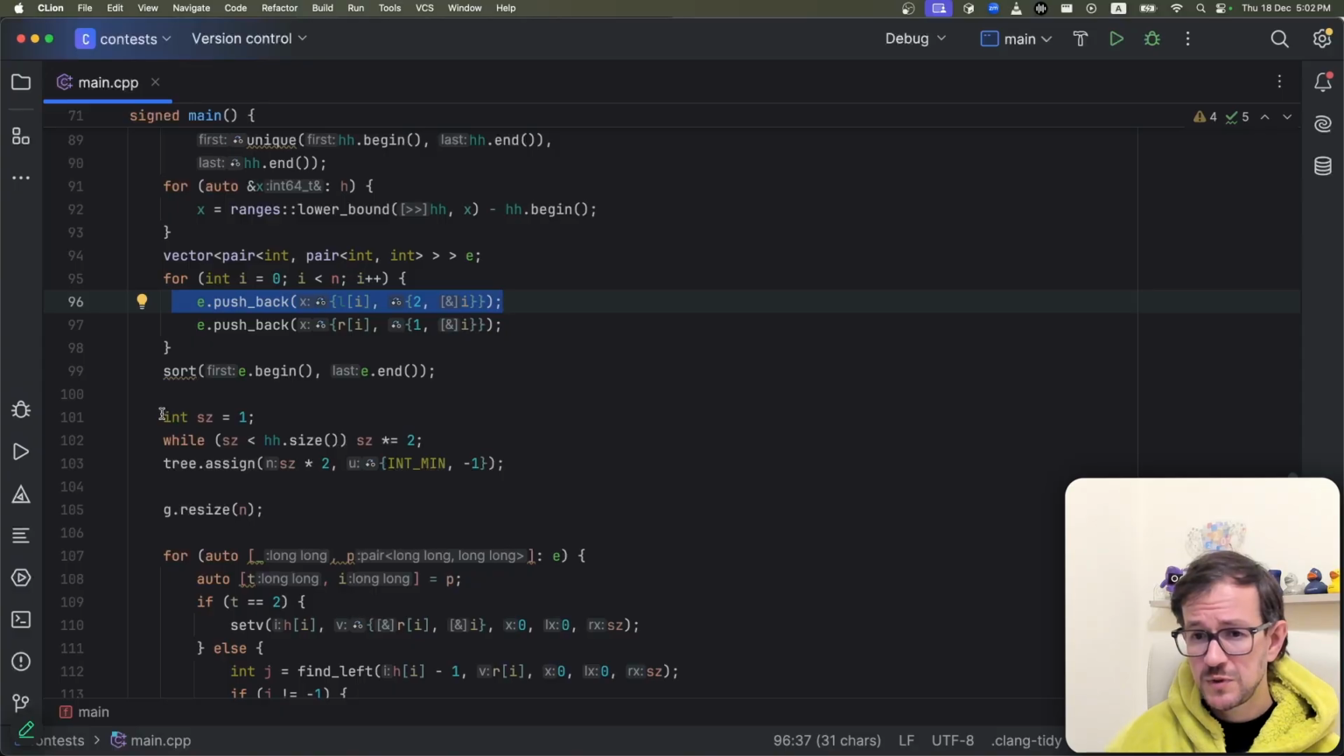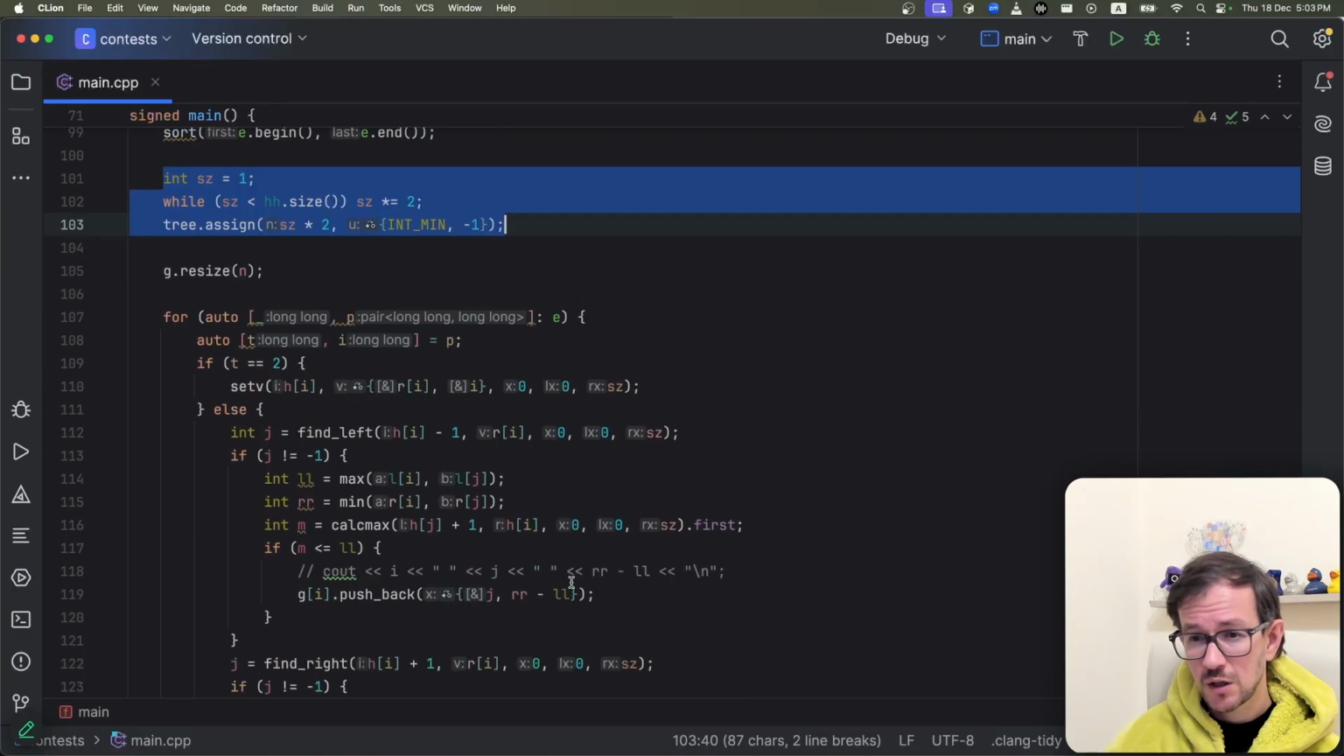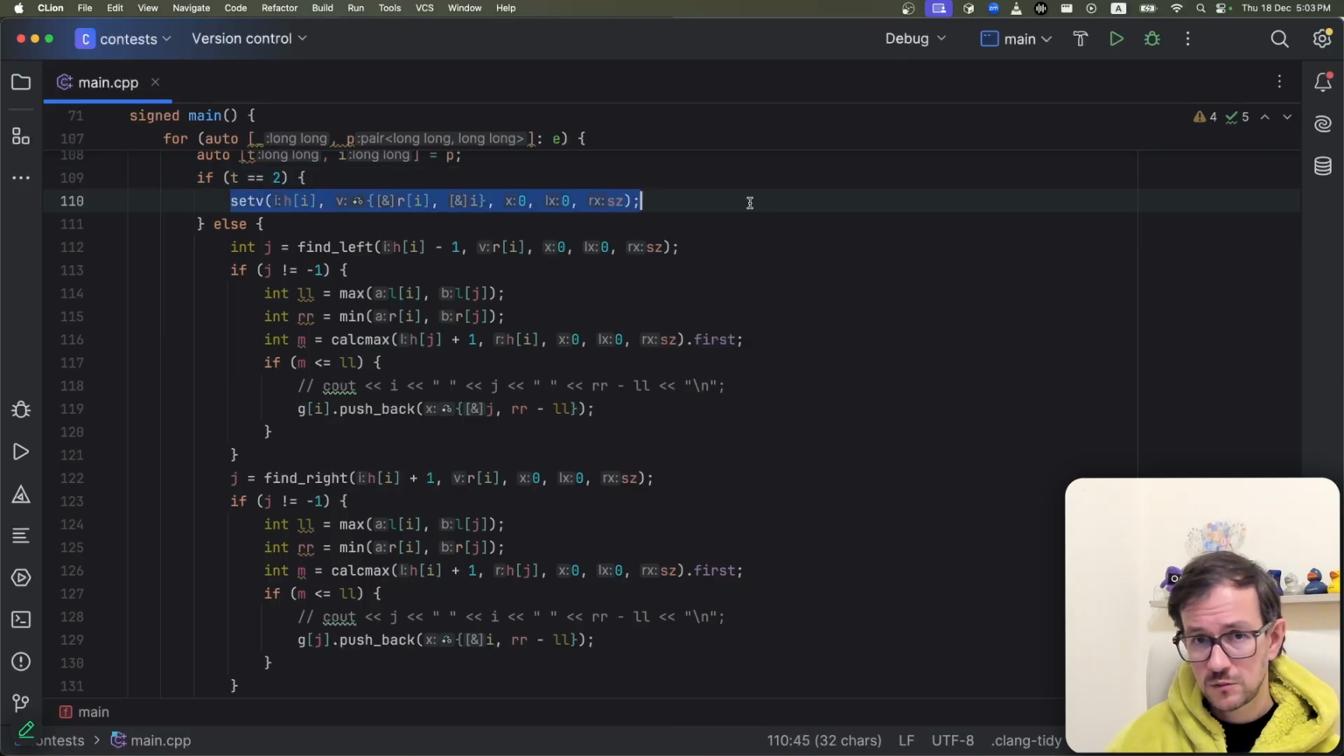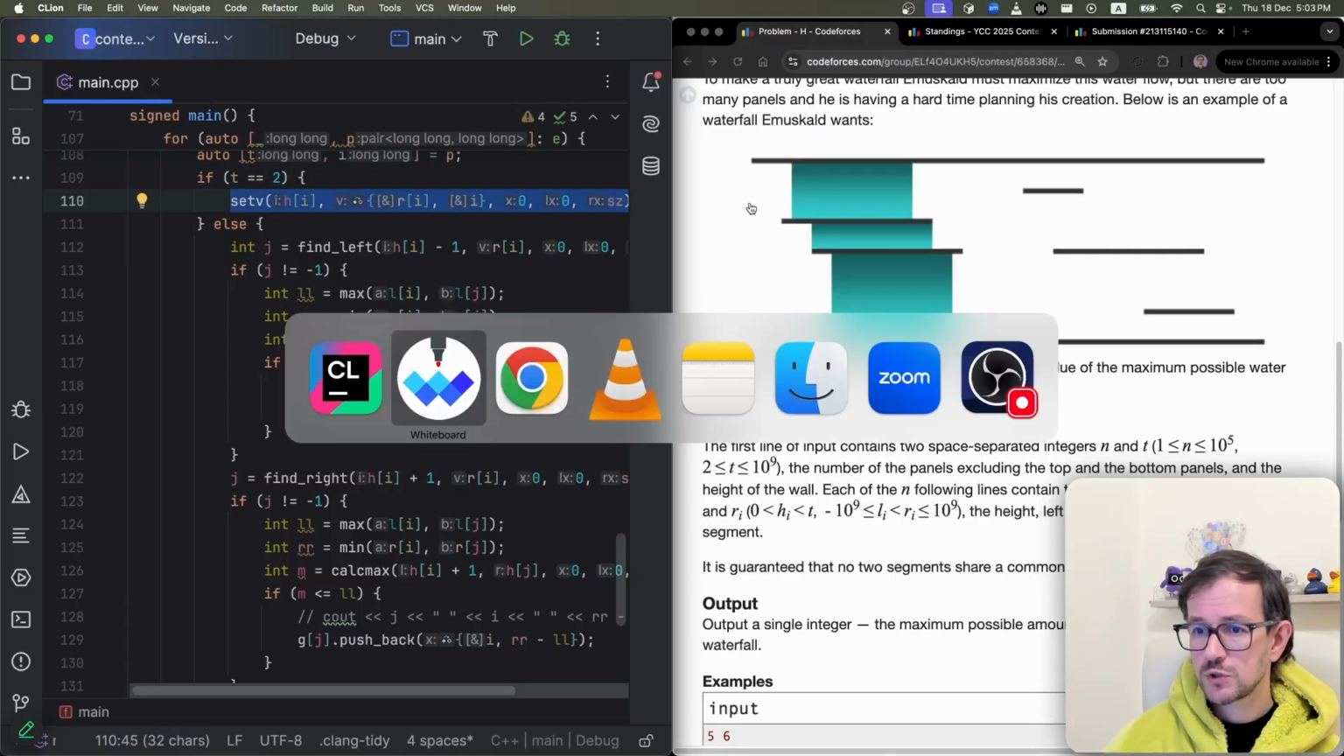Here I just build a segment tree from scratch again. Here, that's the sweep line. So I go left to right. When I see the start of the segment, I just put the value to my segment tree. Yeah, that's what's happening.